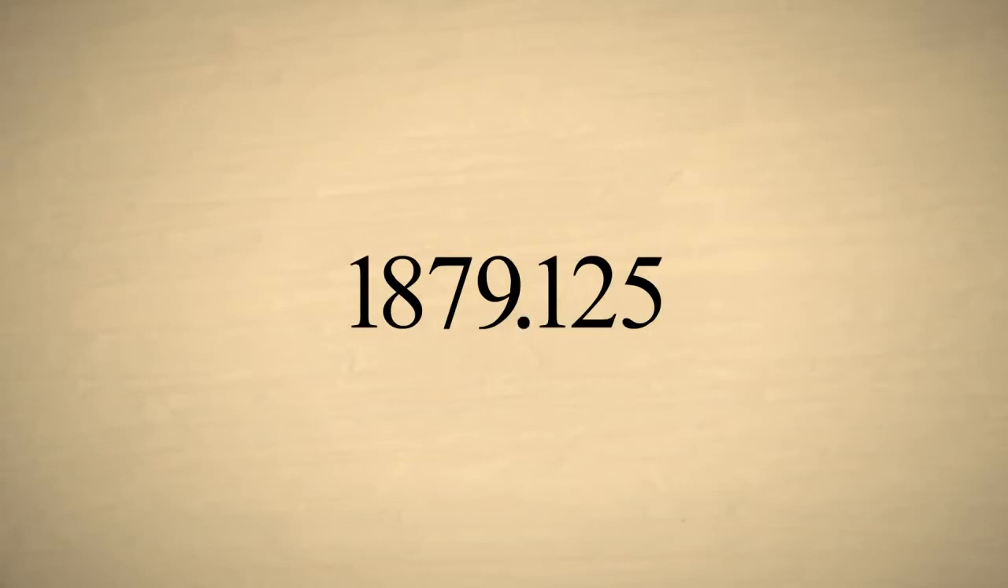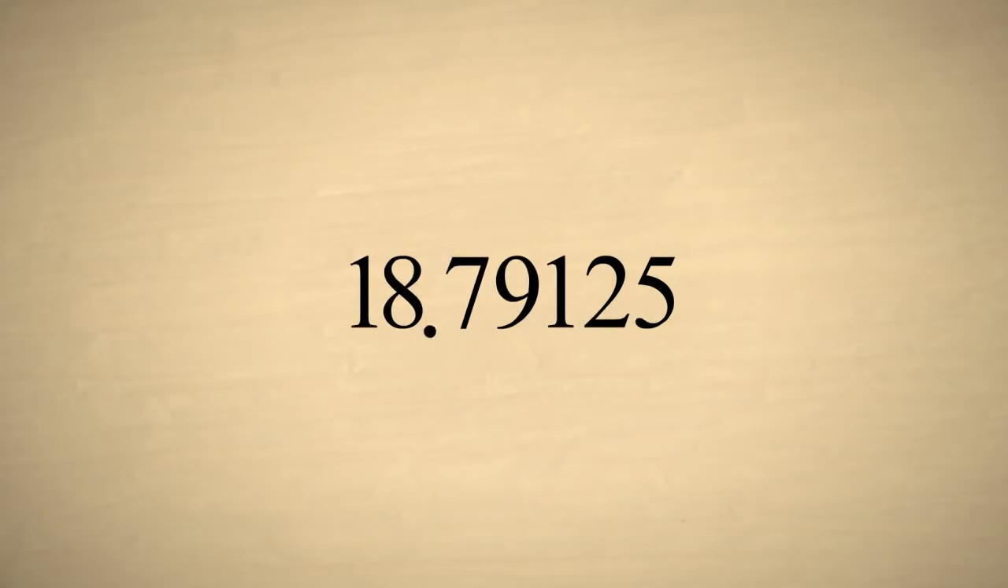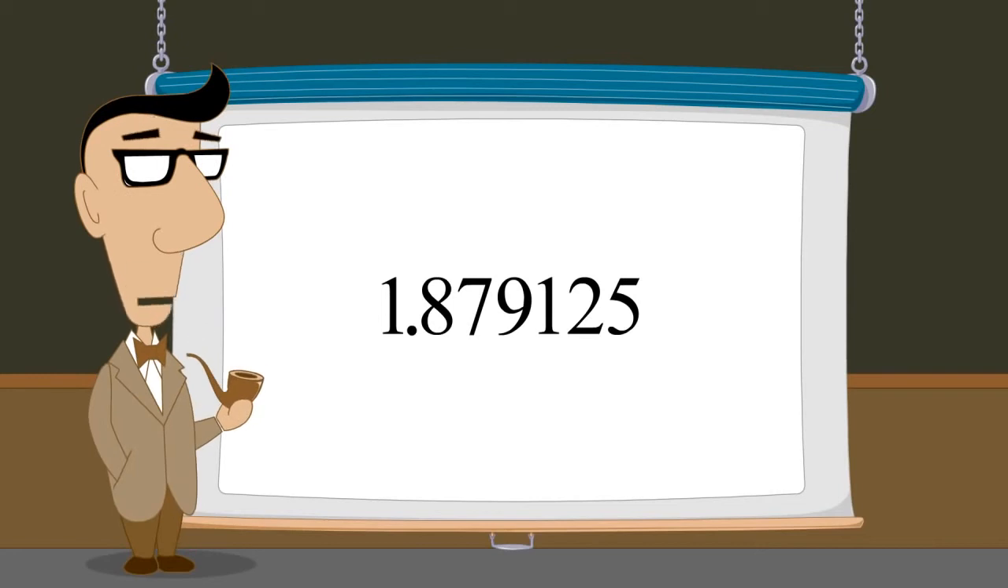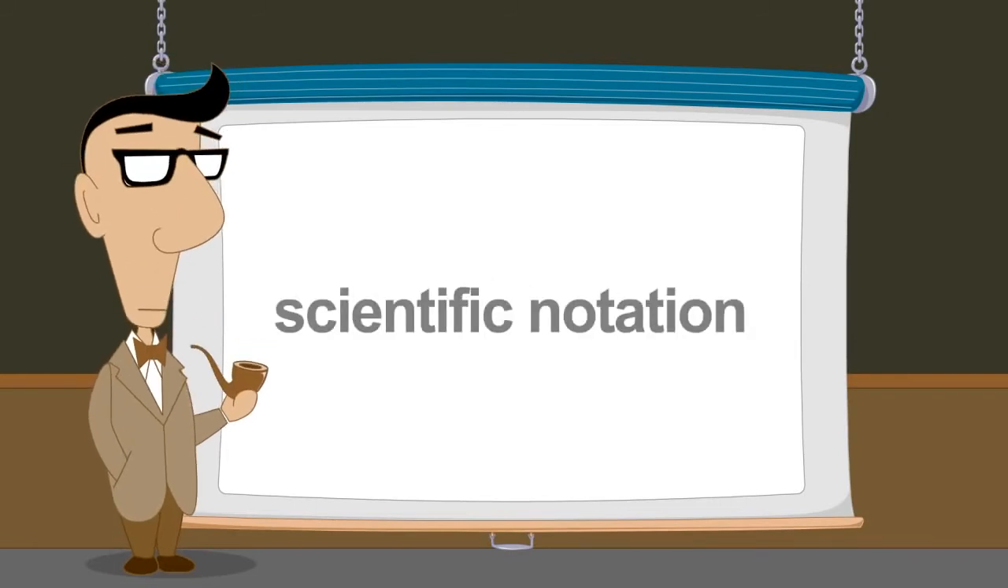For example, if we multiply a number times 10 to the second power, the decimal point moves 2 columns to the right. Or, if we multiply a number by 10 to the negative fifth power, the decimal point moves 5 columns to the left. Shifting the decimal point by multiplying by some power of 10 is used by engineers and scientists to write numbers in a format called scientific notation.